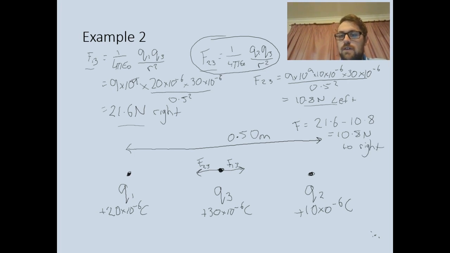Okay. Now, if you didn't quite get why that is, it's because we have a force of 21.6, and then we have a force of 10.8. All right, so if we add those together, we get this leftover force, which is 10.8 newtons to the right. Okay, so that's the first example.